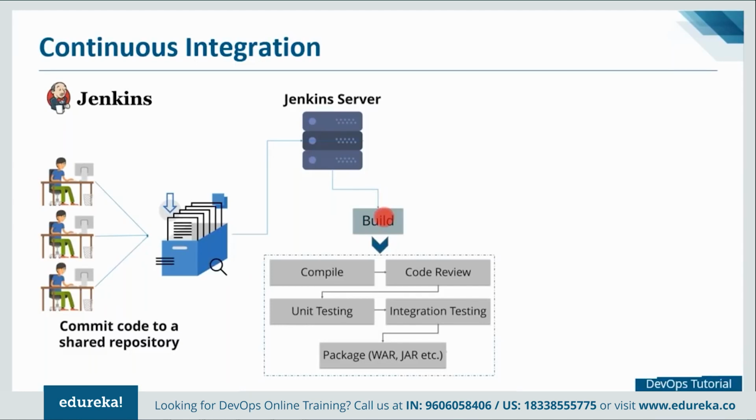It includes compiling, but apart from that, there are other things as well. For example, code review, unit testing, integration testing, packaging your application into an executable file. It can be a war file or it can be a jar file. So it happens in a continuous manner.